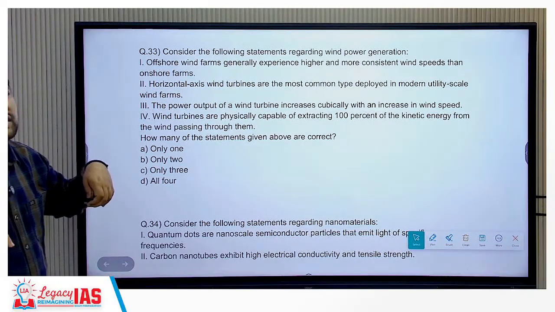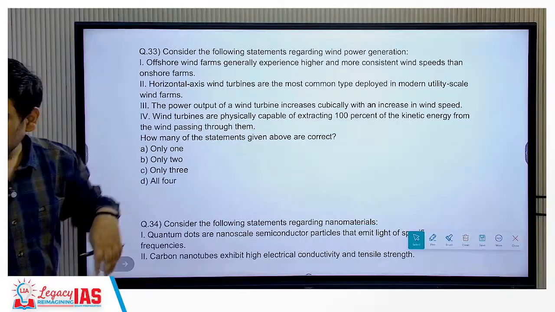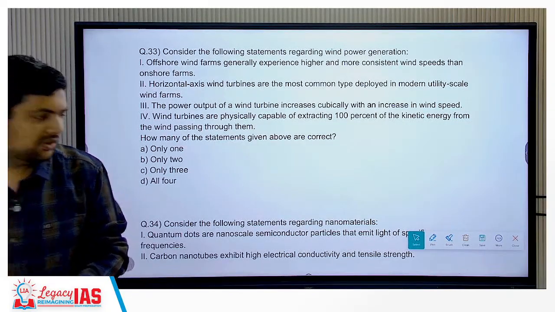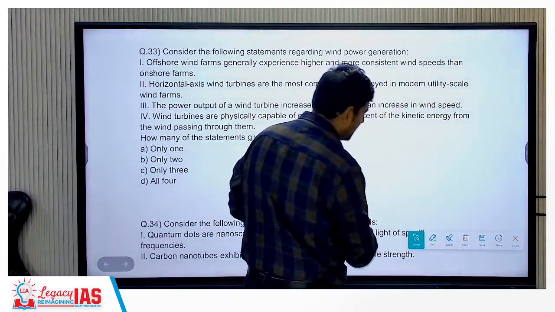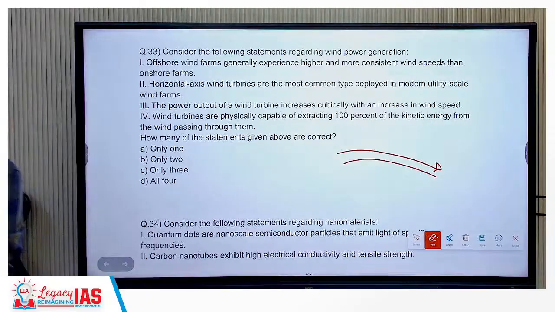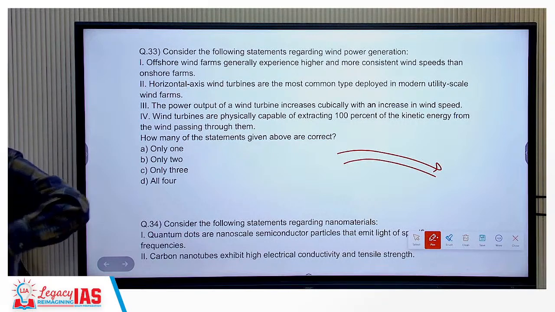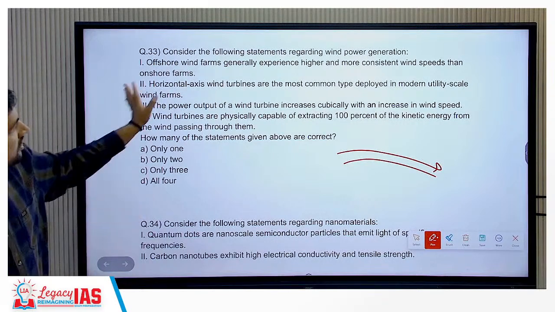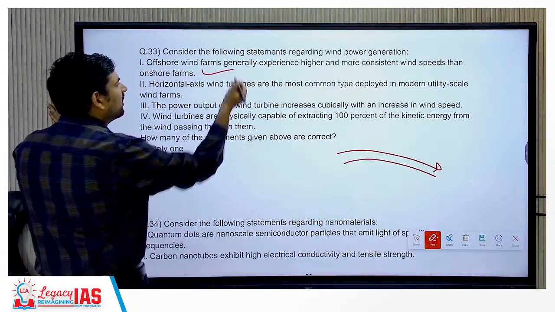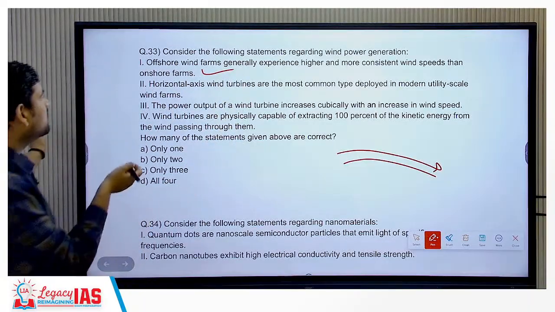What you have is those surface winds, what do you call it in geography, just above the ocean winds are flowing. So just above the ocean, it's an opposite relation. So basically there is no obstruction and there is constant wind flow, because of which offshore wind farms generally experience higher and more consistent wind speed.